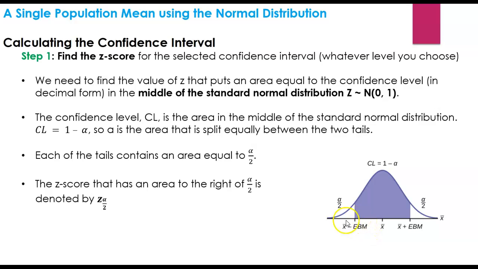So here is what we would get. If we knew our error bound measure, we would subtract it from the mean and get that value. X bar plus the error bound measure would be that. We have to calculate that. CL, our confidence level, which in this case would be 90 or 95%, is equal to 1 minus alpha. Alpha is what's left over, and that's split equally between these tails because there is symmetry here.